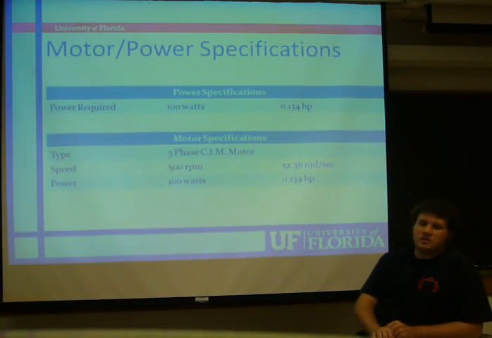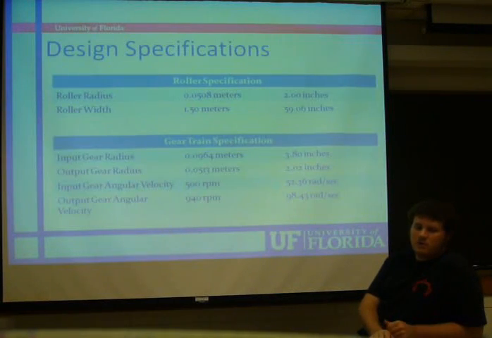The motor that we selected was a 3-phase CIM motor with a speed of 500 revolutions per minute, providing 100 watts of power. Design specifications that we ultimately came up with were a roller radius of 2 inches and a roller width of 1.5 meters.